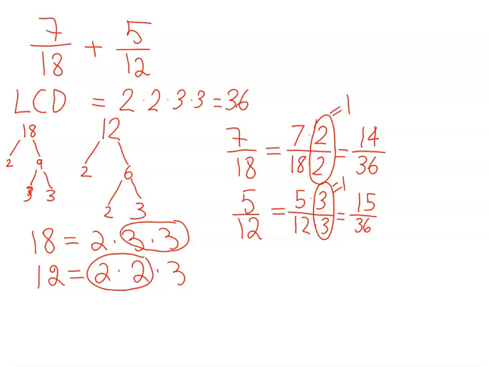Okay, now are we ready to add them up? Yes, because they have the same denominator. Great, let's add them. 14 over 36 plus 15 over 36 equals 29 over 36. Great, you are really good with fractions. It's the correct answer.